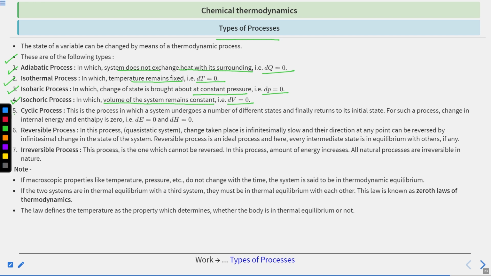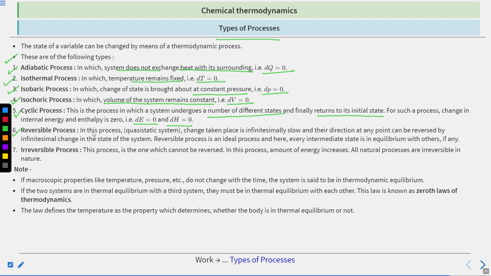Fifth, cyclic process. This is the process in which a system undergoes a number of different states and finally returns to its initial state. After different changes of state, it finally returns to its initial state in the cyclic process. For such a process, change in internal energy and enthalpy is 0, that is, dE or dU equals 0 and dH equals 0.